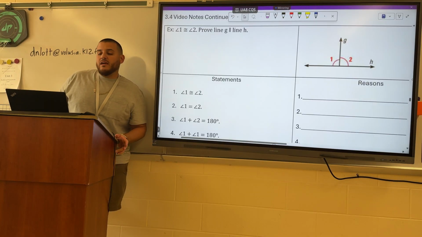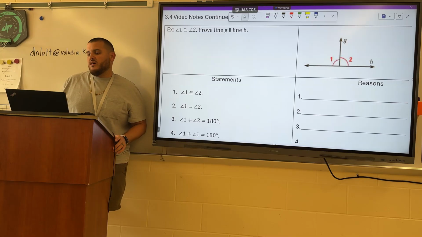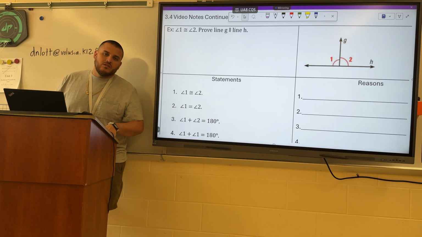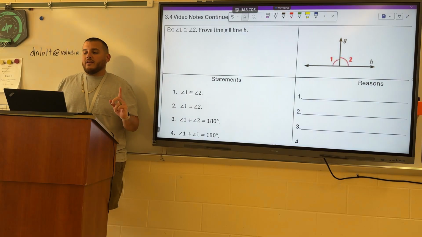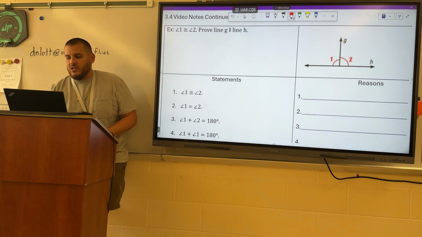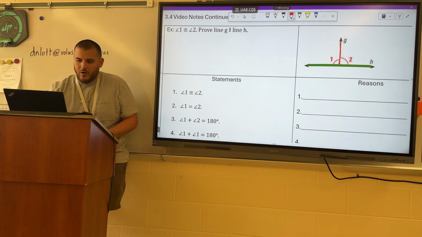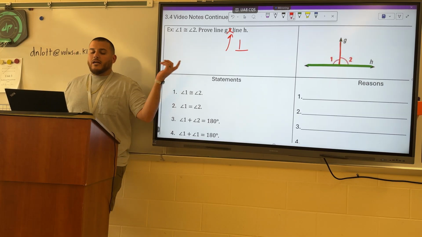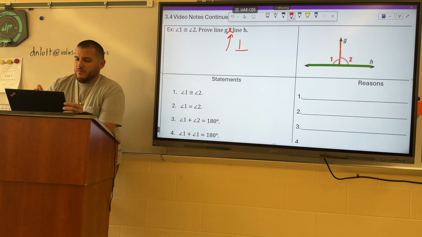It's possible that we have proofs involving perpendicular lines only with no parallel lines involved at all. And that's what's happening here. We're told angle 1 is congruent to angle 2. And we have to prove with that information that line G here is perpendicular to line H. That should say perpendicular there, not parallel. Need that symbol instead. That was my mistake. Sorry about that.